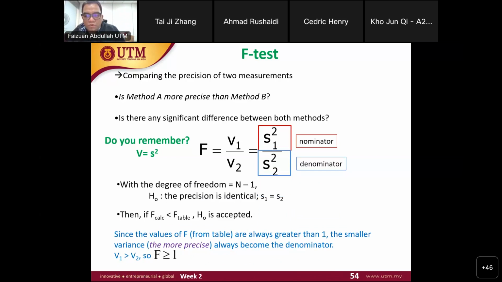We have the numerator and denominator. Since the value of F from the table is always greater than 1, the smaller variance, the more precise one, always becomes the denominator. So V1 is larger than V2, so F is larger than or equal to 1.